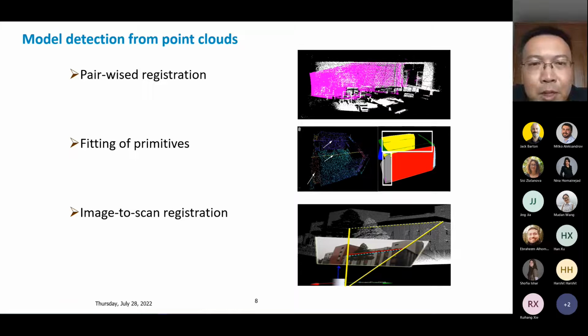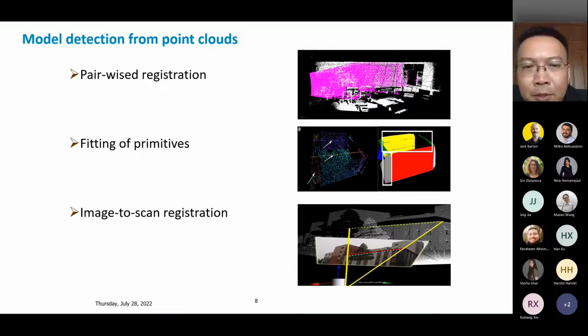So for the point cloud processing, normally we are involved in registration. I'm sure everyone knows registration. It's a way to have a unified coordinate system, which can describe the entire objects in one coordinate system.